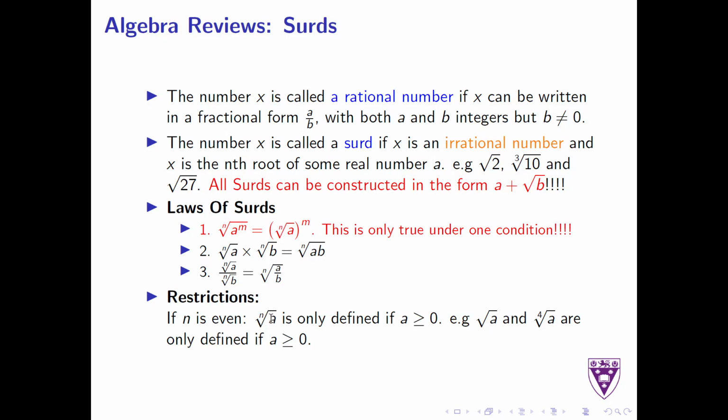It can be negative, it can be positive. This is always going to be defined. But if n is even, this is only going to be defined when a is positive. So as long as you have the square root, the fourth root, or the sixth root, if a is positive, then you will get a real number.